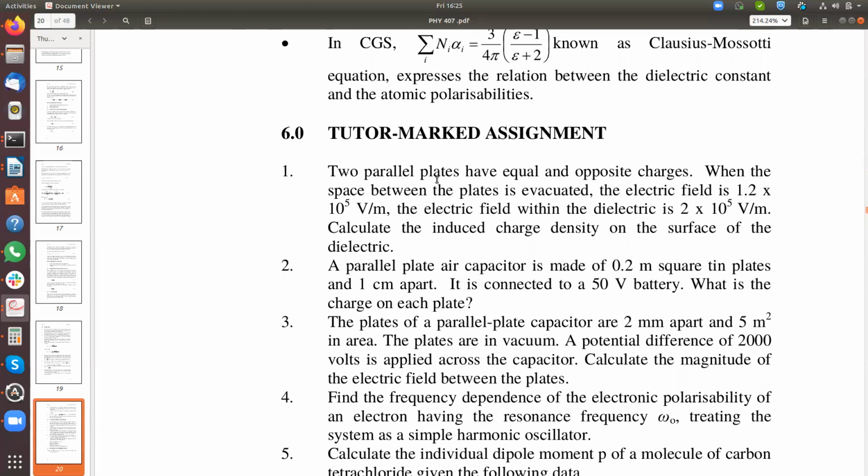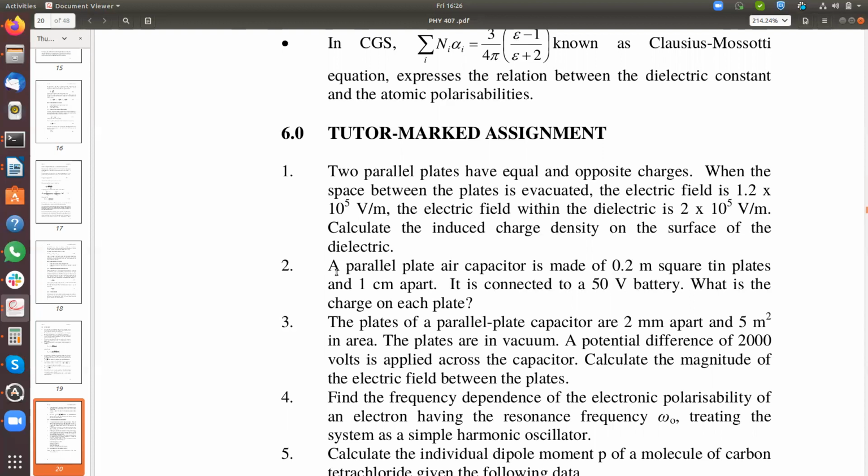The first problem is that two parallel plates have equal and opposite charge. So, for example, let's say the charge is Q, so it will have minus Q and plus Q. When the space between the plates is evacuated, the electric field is 1.2 times 10 to the power of 5 volts per meter. So the electric field within the dielectric is this. We now have to calculate the induced charge density on the surface of the dielectric. If you want to do this, we defined an equation at the beginning of the class, which you can use to solve this problem.